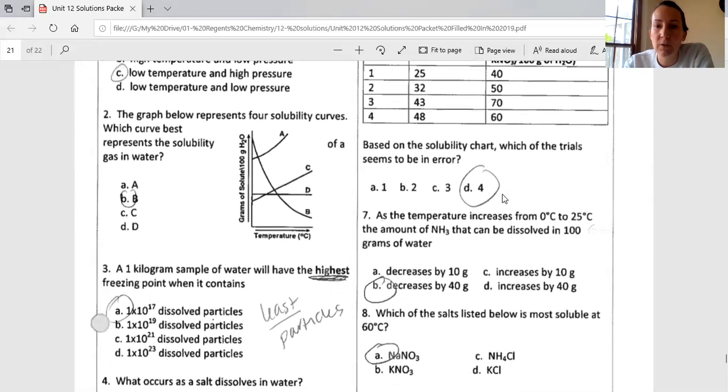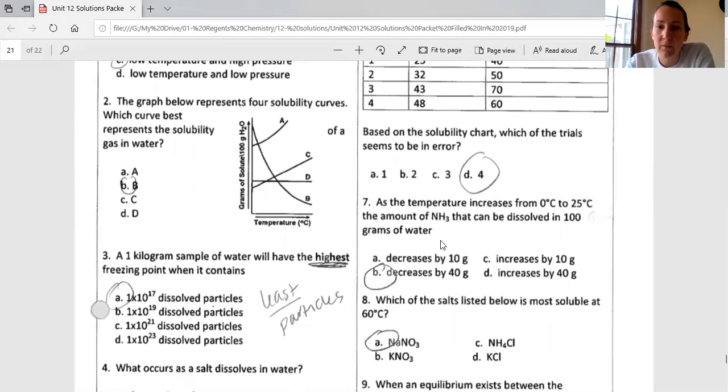Okay, as temperature increases from 0 to 25 of NH3, how much can be dissolved in 100 grams of water? So at 0 degrees, figure out what you have. At 25 degrees, how much do you have? Did it go up? Did it go down? It went down because it's a gas, and decreased by 40.